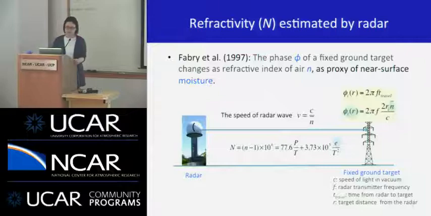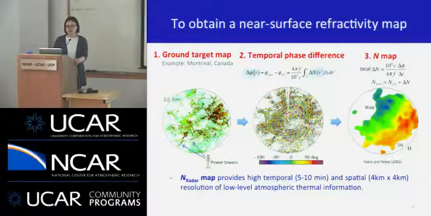So how do we get the 2D map from the very simple concept? We need to know where the ground targets are, because the ground targets have a fixed range. So all the phase changes are due to the refractivity change. Here's an example of the ground target map from McGill radar. The center is the radar, and the radius is 48 kilometers.